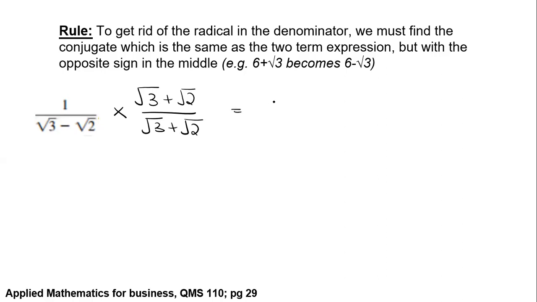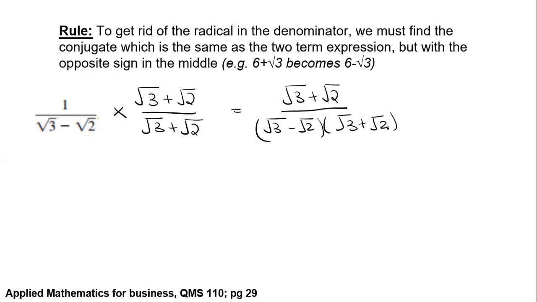We could then solve it further and multiply the two terms. So in the numerator, we now have square root of 3 plus square root of 2, and in the denominator, we have square root of 3 minus square root of 2 multiplied by square root of 3 plus square root of 2. To solve the denominator further, we would use the distributive property to multiply both terms. In this case, we would multiply square root of 3 by square root of 3 plus square root of 2, and we would multiply negative square root of 2 by square root of 3 plus square root of 2.